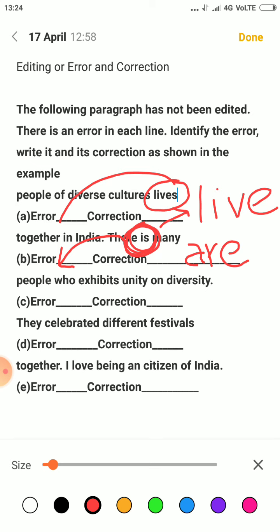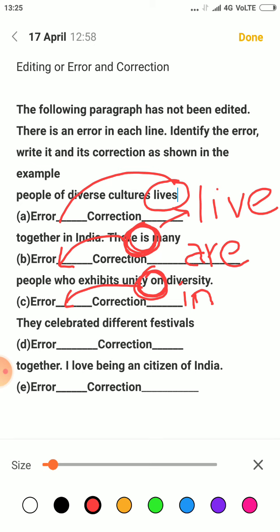People who exhibits unity on diversity. So here on is not a suitable word. On is not a suitable preposition here. So on is an error here. Instead of on, the correction would be in.